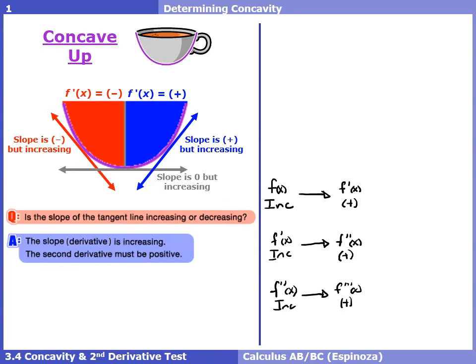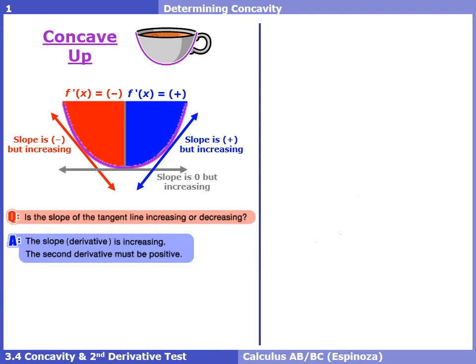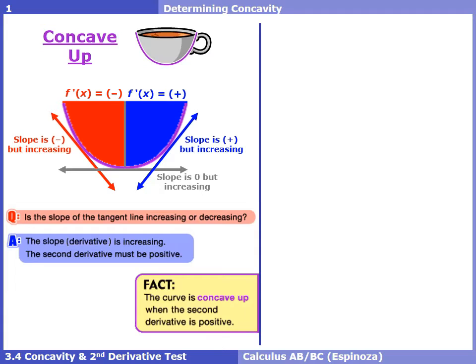So since we observed that the slopes, or the derivatives, are increasing throughout this concave up picture, we know the second derivative must be positive. And that's ultimately the conceptual understanding that you need to take away: if I ever tell you a curve is concave up, you know the second derivative will be positive.